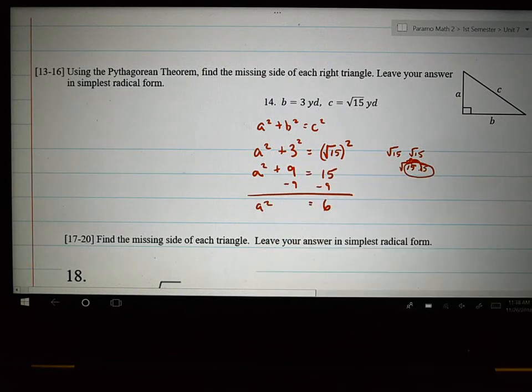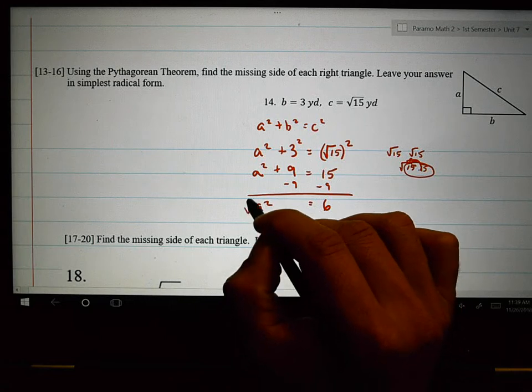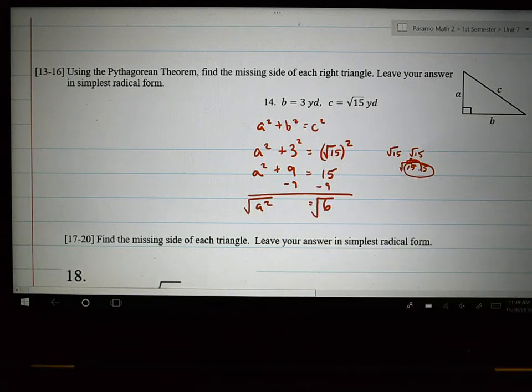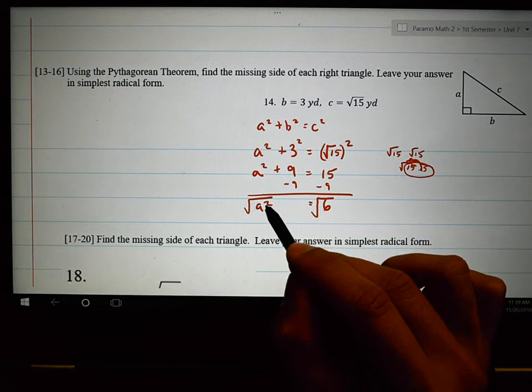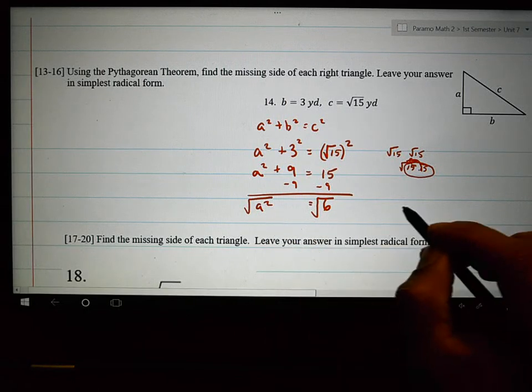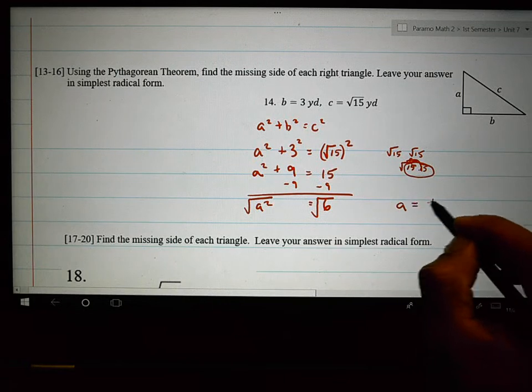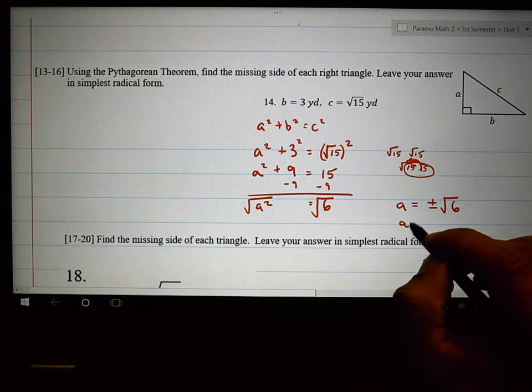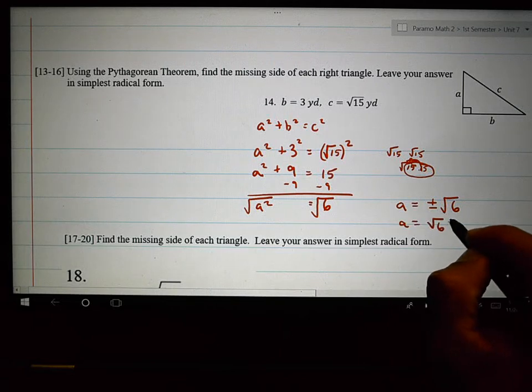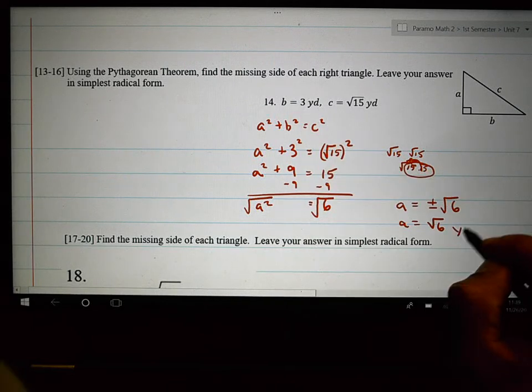15 minus 9 is 6. And then to get the A squared by itself, you have to get rid of that square. The opposite of squaring something is square rooting something. Technically, when you square root a variable squared, this is always equal to a positive and a negative value. The only issue is, since this is a triangle, we only care about the positive distance. So we only care about the positive part of this answer, which is root 6.